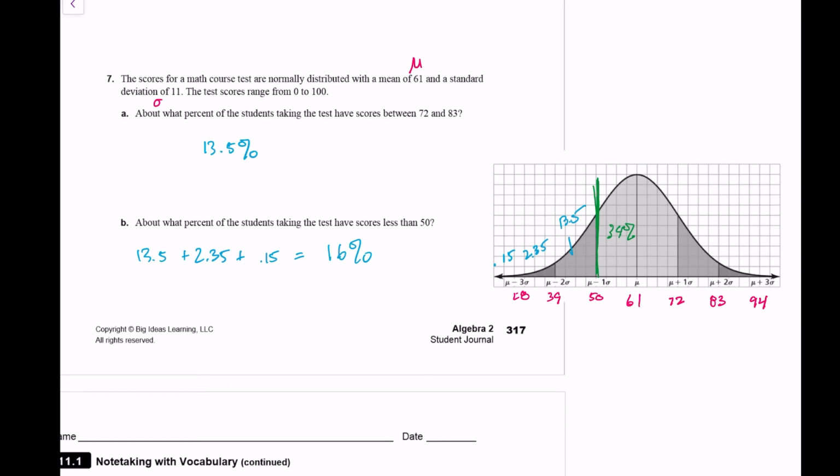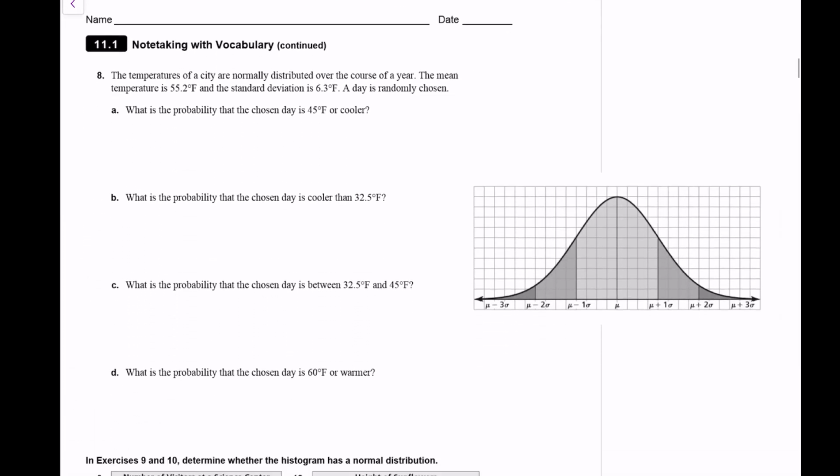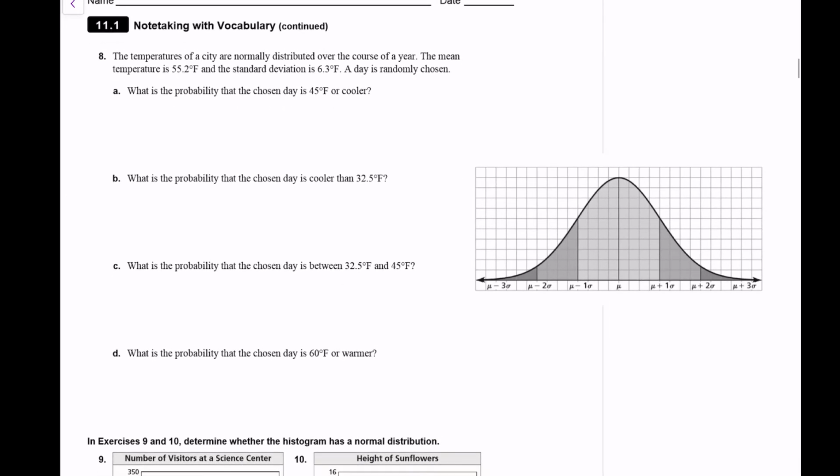All right, let's take a look at the next question. Take a look at number 8. We're going to do the same thing, okay? They tell us the temperatures of a city are normally distributed over the course of a year. The mean temperature is 55.2 Fahrenheit and the standard deviation is 6.3. So the mean, 55.2, I'll put that right here in the middle of our normal distribution curve.